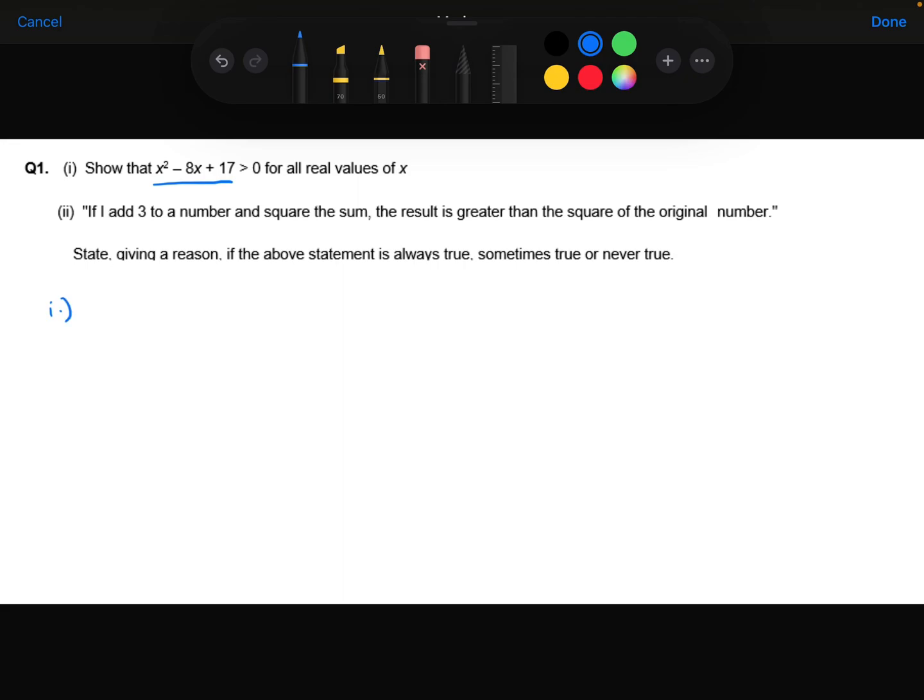The perfect square that goes along with x squared minus 8x is x minus 4. I've just halved the 8. Now that would give me a plus 16, so I need to add 1 to that to get this 17. So I've completed the square. And now I can say that it has a minimum value of 1 when x is equal to 4.